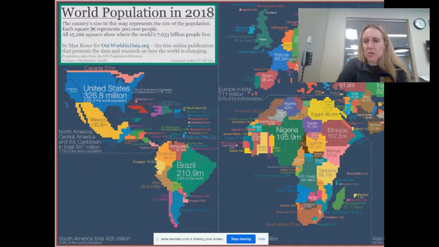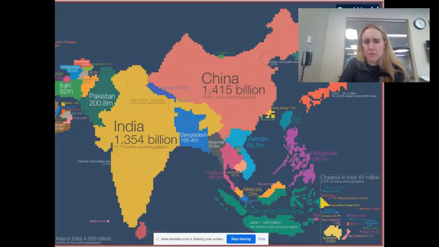This is Russia right here. Russia has a huge land mass, and it is still a very large country. It just, when we have to shrink it down to the proportional size of their population, it becomes a lot smaller.